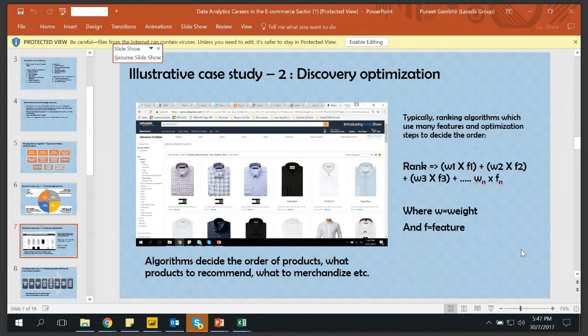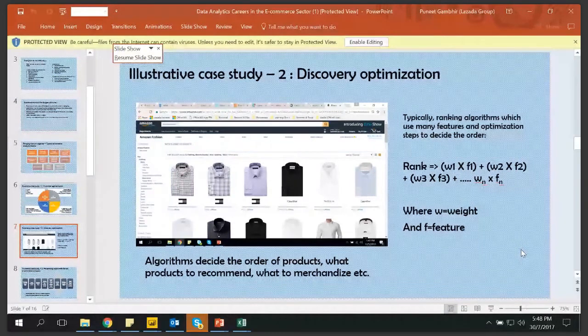Here is an example. When you go to a browse page, by browse page I mean a website where you have all the products displayed, you will see the products displayed in a particular manner. Obviously there are thousands of shirts available on this particular page of Amazon, but they are being shown to you in a particular order. And Amazon would like to show you products which are more relevant to you, which you are more likely to buy. But how do they choose between thousands of products what gets shown to you? This is where optimization comes into play.